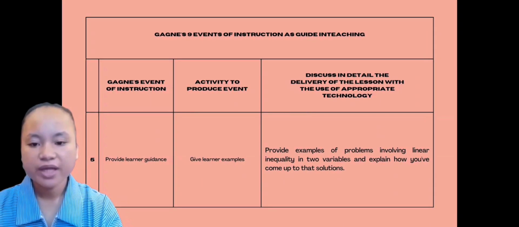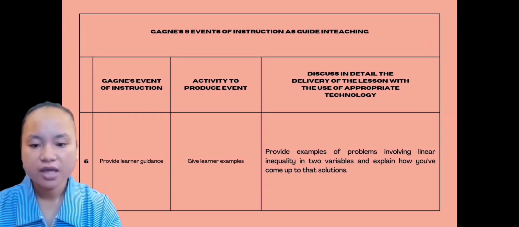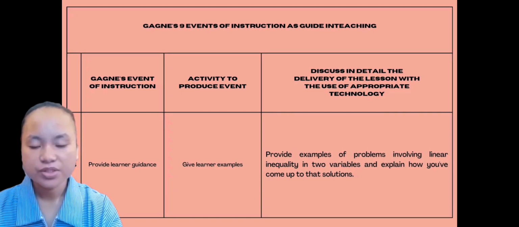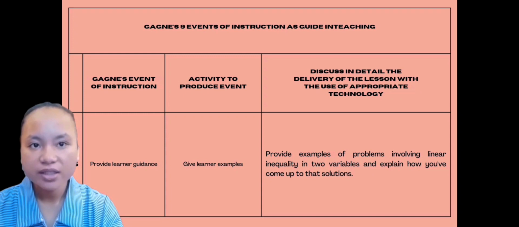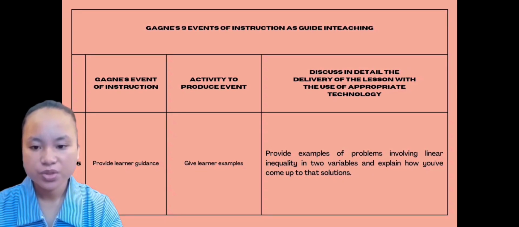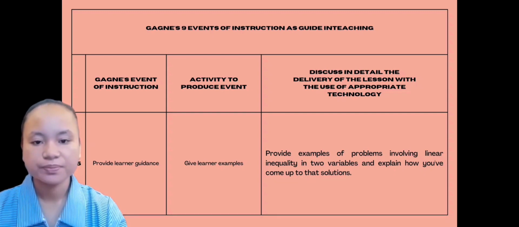Next is provide learner guidance. In this event, you must give the learner examples, like provide examples of problem solving involving linear inequality in two variables and explain how you came up with those solutions, to help your students learn and retain the information. So you must provide alternative approaches that illustrate the information that you're trying to convey, like helping your students learn more effectively by giving examples.